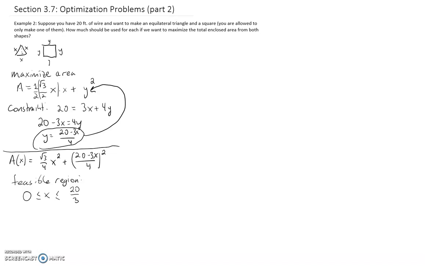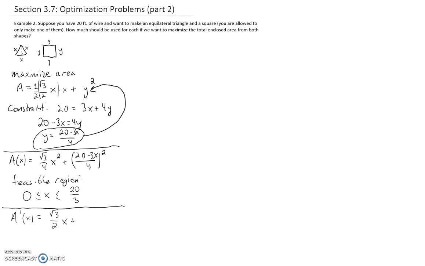Now we would like to move on and take some derivatives, because our goal is to figure out what the critical values are in this feasible region. If we take the derivative of this function, the derivative of the square root of 3 over 4 times x squared, we use our power rule and get the square root of 3 divided by 2 times x.